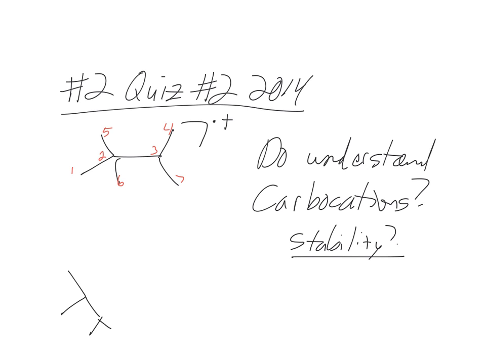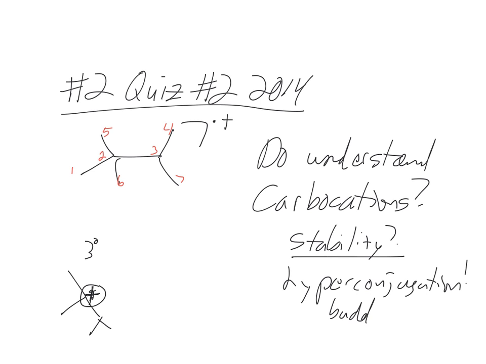If I put a plus charge here, that carbon is considered a tertiary carbon. What do we mean by tertiary? This carbon is bonded to 3 other carbons. Now why does that make it more stable if it's a carbocation? It's because of hyperconjugation. Now let's take a look at a picture. We call them hyperconjugation buddies. Now this one has 9 hyperconjugation buddies.